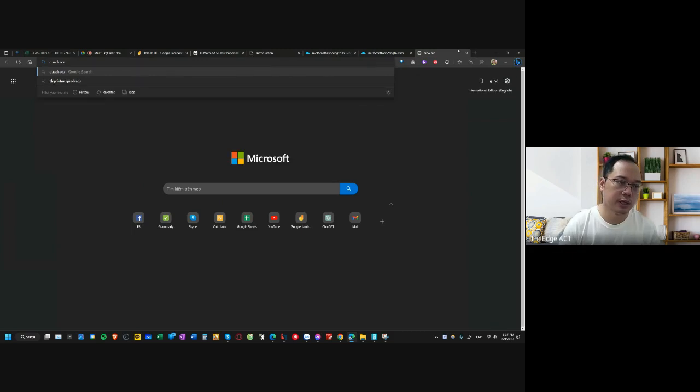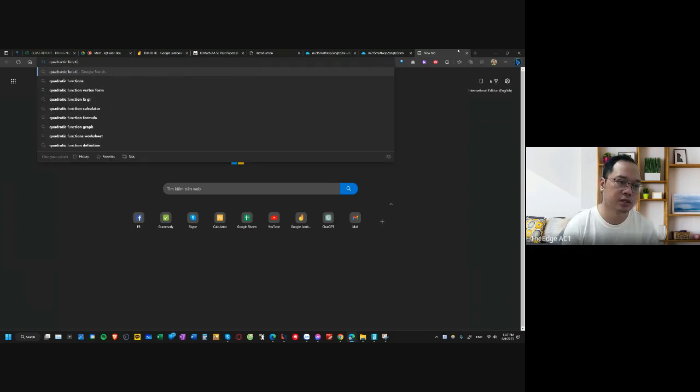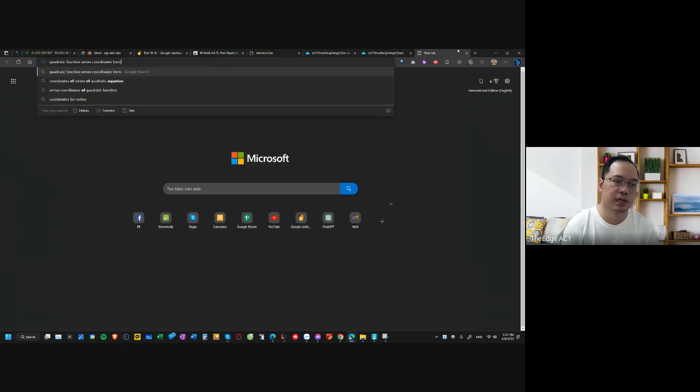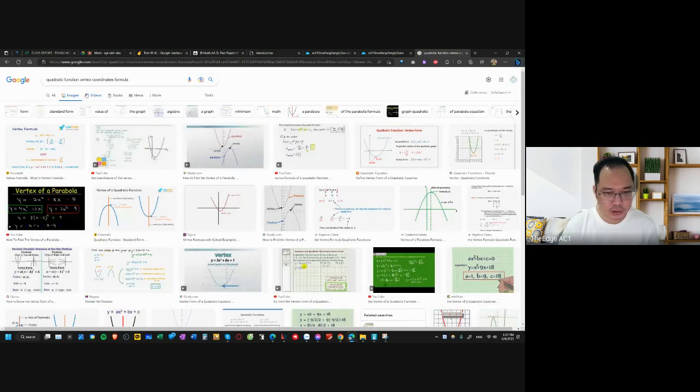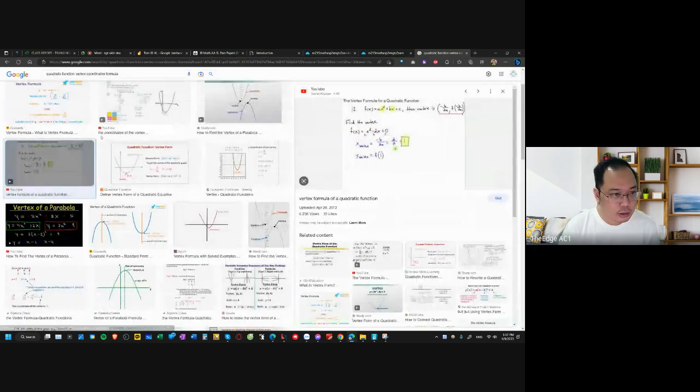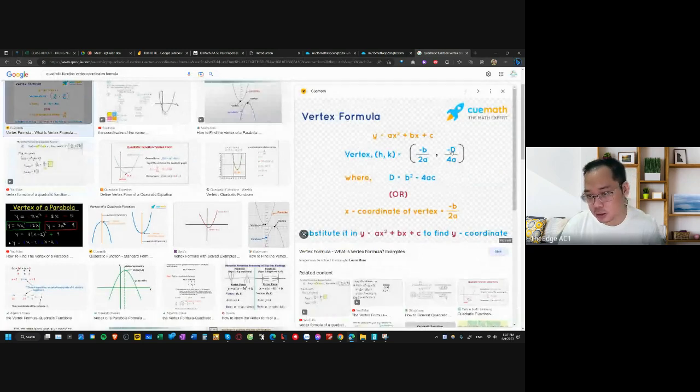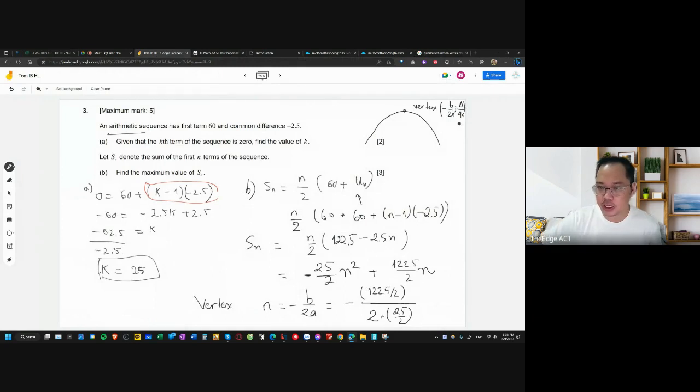Quadratic functions, vertex coordinate formula. Remember, S is the vertex. Yeah, minus discriminant over 4a. Minus b over 2a, and the minus discriminant delta over 4a. But we don't need to care about the second term, only the first term, minus b over 2a. Okay. This is the answer.